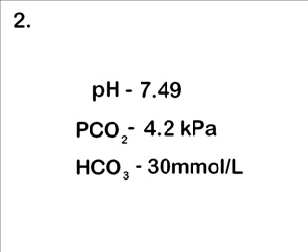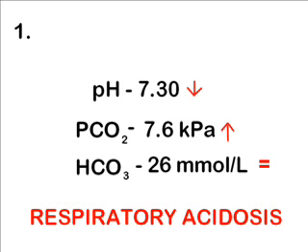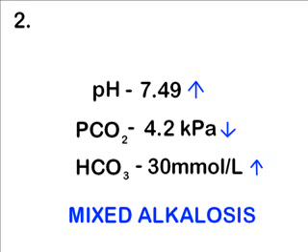Have you worked it out yet? In question 1, we had a low pH in acidaemia, along with a high PCO2 and a normal range bicarb level. This gives you a picture of respiratory acidosis. In question 2, we had a high pH in alkalemia, along with a low PCO2 and a high bicarb level. This gives you a picture of a mixed alkalosis. Remember when I said before that it is possible to have a mixed picture.